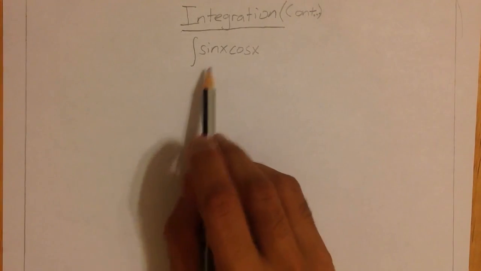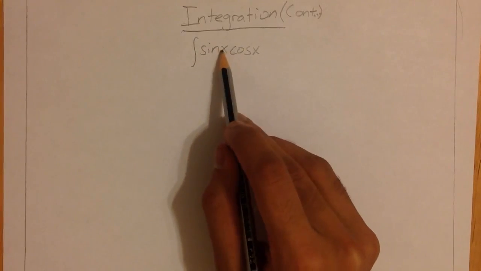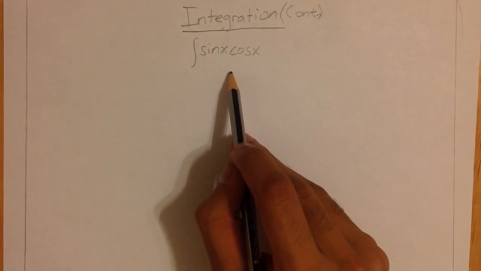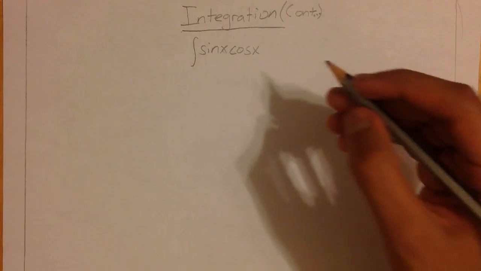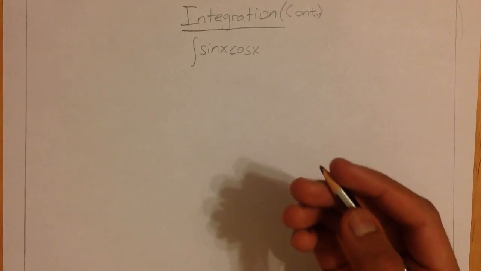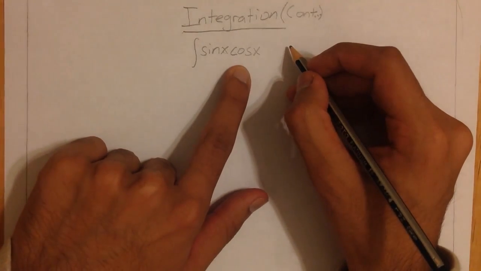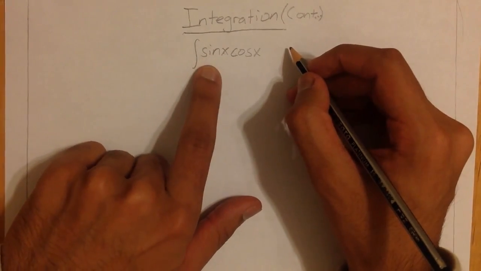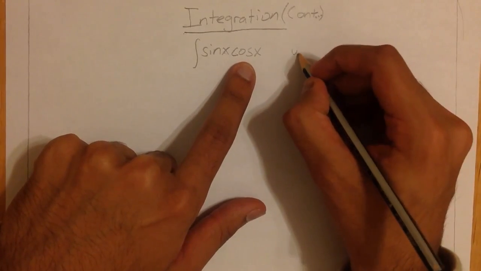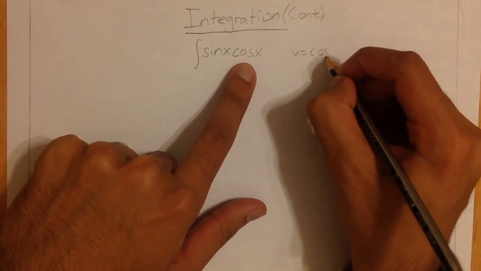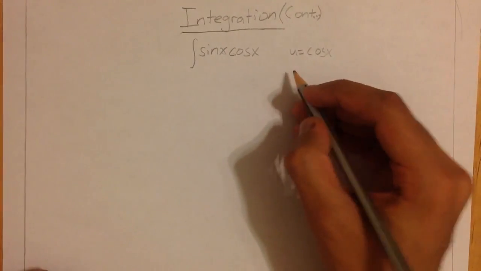Now because these two are multiplied, we cannot distribute this integral to both of these. However, we can use a u substitution to find this integral. So what should we set u equal to this time? Well, we know that the derivative of the sine of x is cosine of x. So let's set u equal to the cosine of x. And we'll see why in a sec.